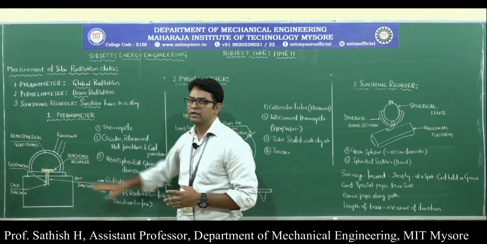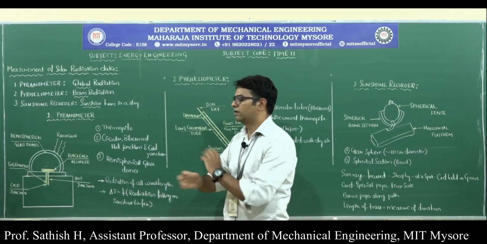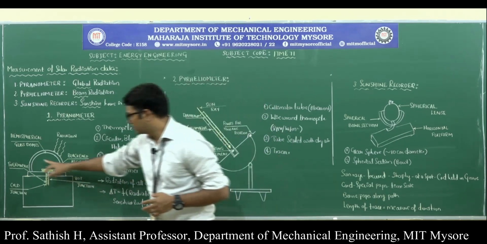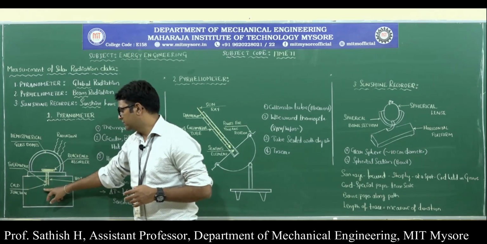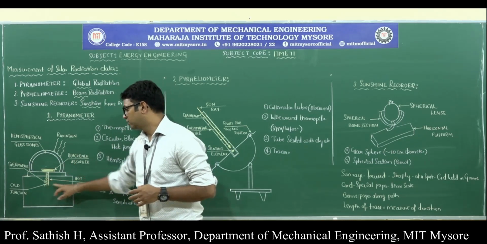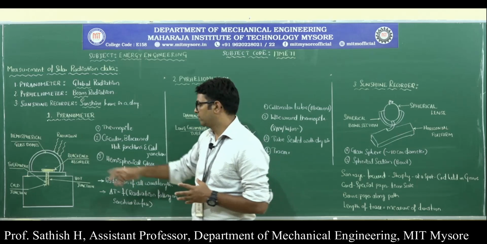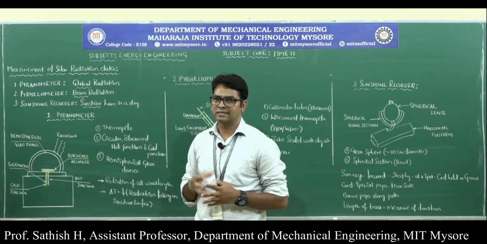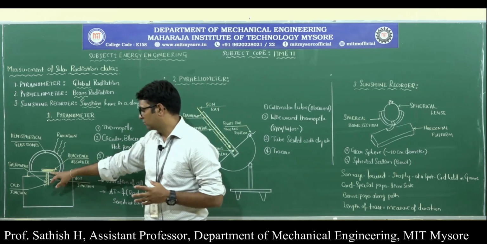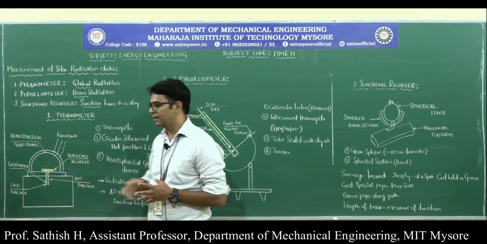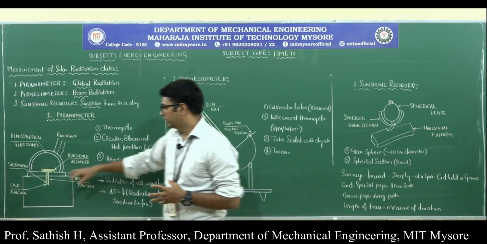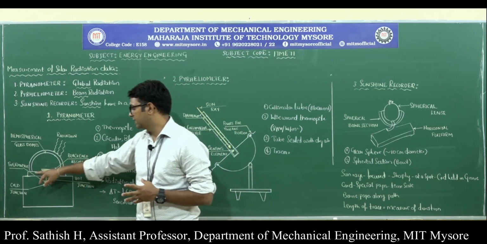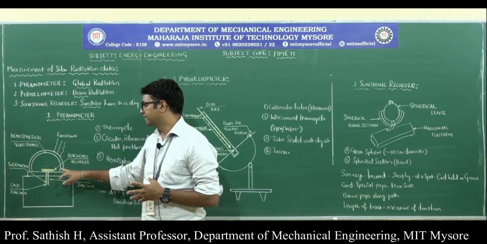It consists mainly of the thermopile. This is the thermopile here, which consists of hot and cold junctions. We have a circular blackened absorber, that is the sensitive element. This circular blackened absorber is protected with the help of the glass domes.